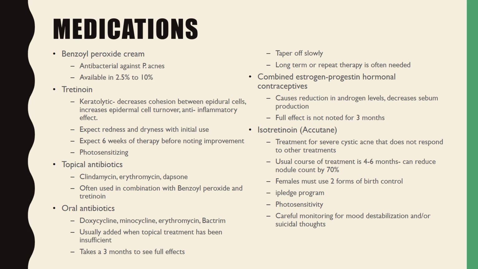The usual course of treatment is 4 to 6 months, and it can reduce that nodule count by 70%. Females must use 2 forms of birth control, and this is generally only prescribed by a dermatologist because it needs such high follow-up, and it's just important for those two forms of birth control. There's actually an iPledge program that's done by the practitioners and by pharmacists. And you have the patient sign this, that they will remain on two forms of birth control because the teratogenic effects are so severe. And I saw several patients in the PICU that had severe congenital abnormalities because their mothers were on Accutane. So it's a real thing.